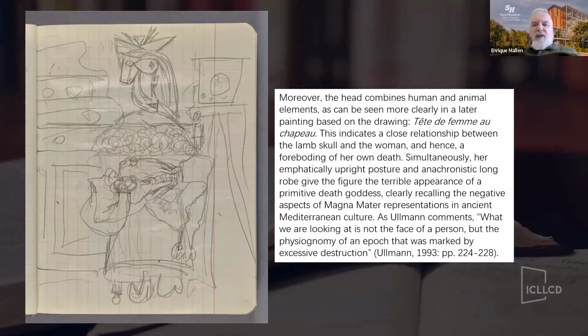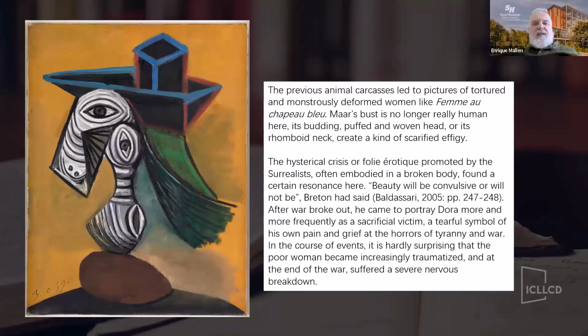As Ulmer comments, what we're looking at is not the face of a person, but the physiognomy of an epoch, and that was marked by excessive destruction. The previous animal carcasses led to pictures of tortured and monstrously deformed women like Femme au Chapeau Bleu. The bust is no longer really human here. Its puffed body and woven head, or its rhomboid neck, create a kind of scarified effigy.